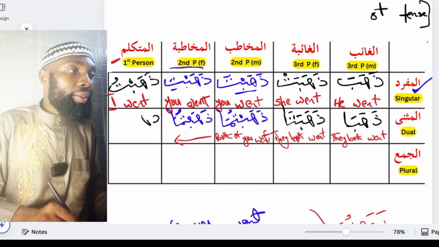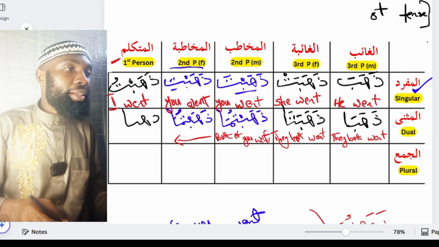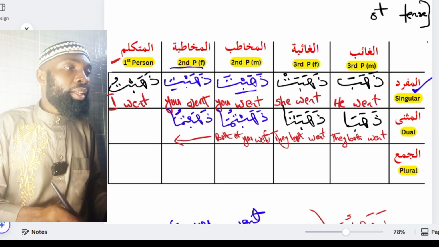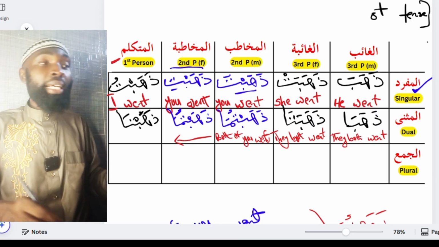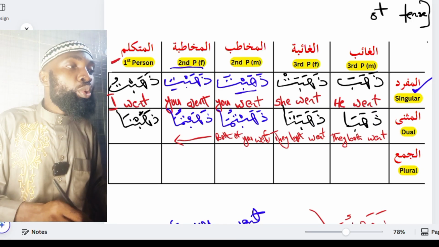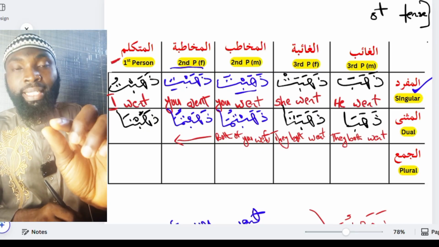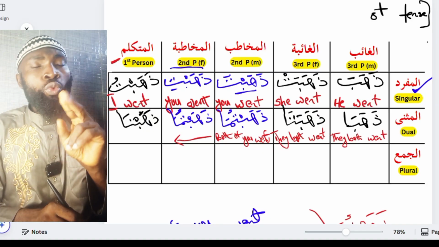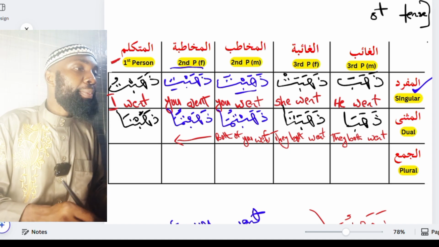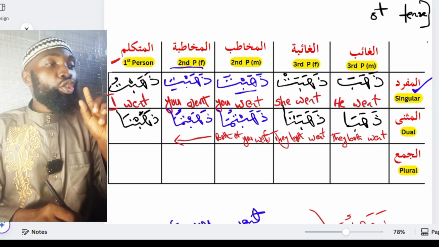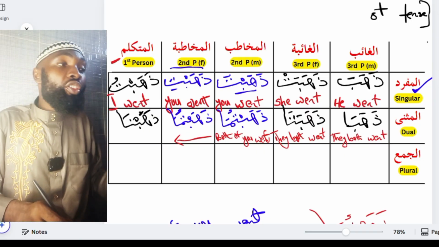dhahabna. Look at it. Okay, let me write it so that it will be very clear. The word to be used is what? Dhahabna. That is the word. Dhahabna can be used to mean we went, or we can use it if we are two and say both of us went. Let's use it for both of us here. So we either say we went or both of us went.